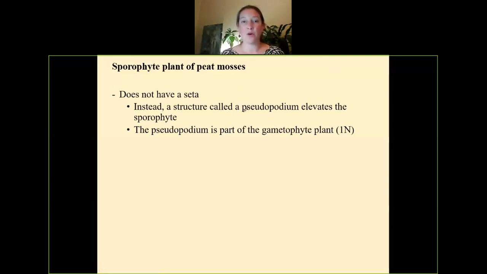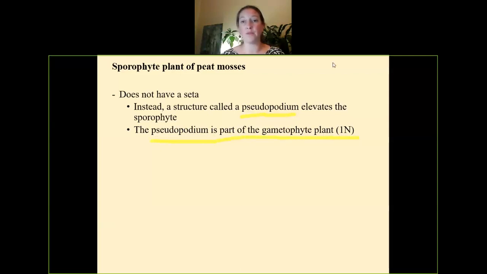Instead, they have what's called, now we're talking about the sporophyte plant, the only difference, it doesn't have a seta. No seta. Instead, now it has a structure that's called the pseudopodium. And the reason I'm using yellow for pseudopodium is because the pseudopodium is actually part of the gametophyte plant.